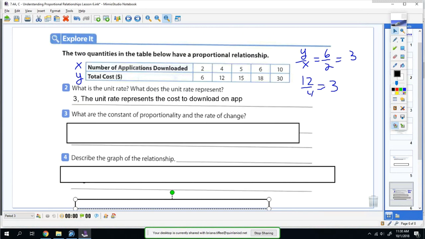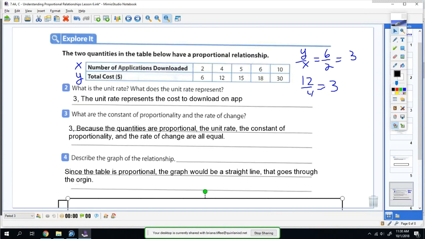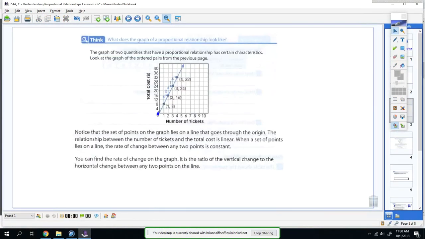What's the constant of proportionality and the rate of change? Well, since it's proportional, that means it's 3, because the quantities are proportional. The unit rate, the constant of proportionality, and the rate of change are all equal. Describe the graph of the relationship. So since the table is proportional, the graph would be a straight line that goes through the origin, which we learned on this slide.